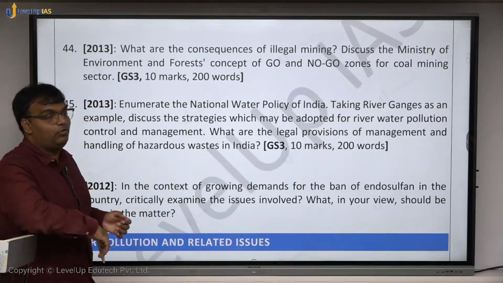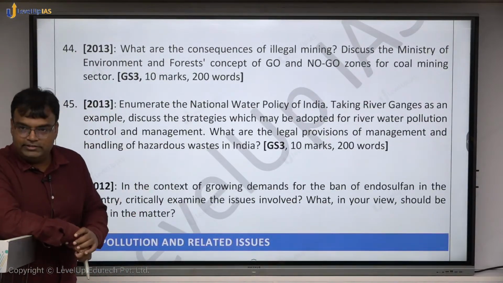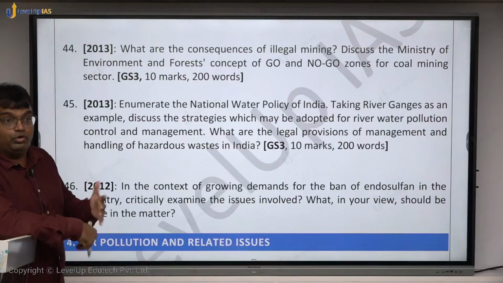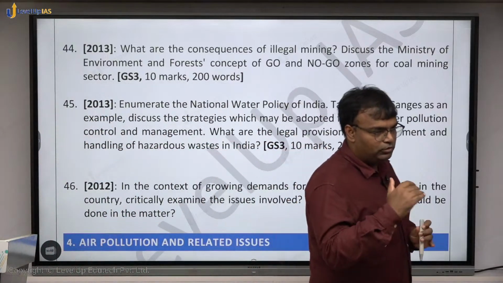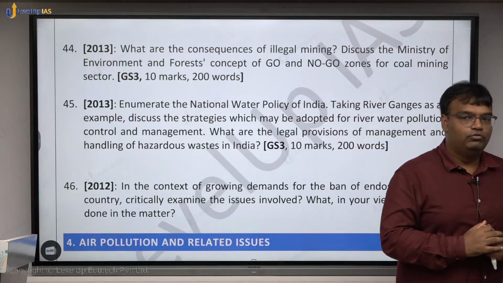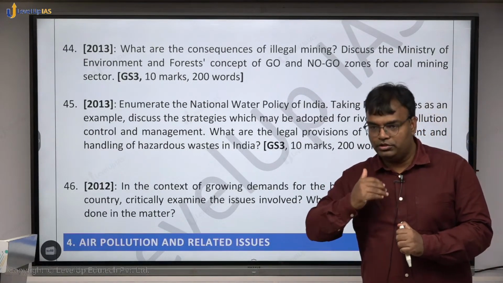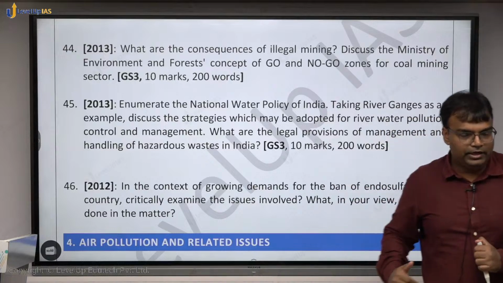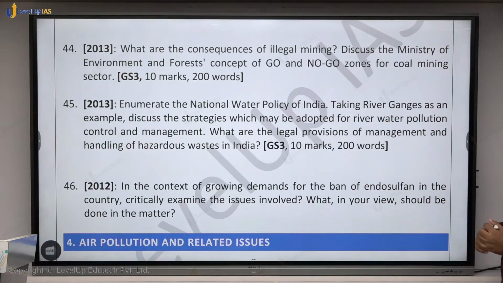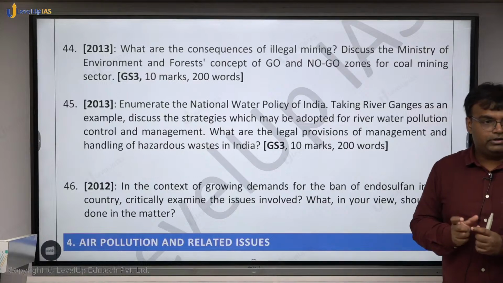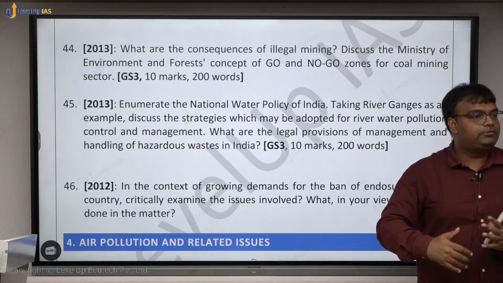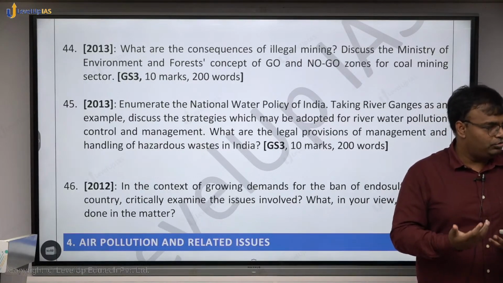Enumerate the national water policy of India. We will do this. When we come to water issues, we'll start with water policy. Then we'll go to water stress, water pollution, and within it river pollution, ocean pollution, all those things individually. So enumerate the national water policy of India, taking river Ganges as an example. Discuss the strategies which may be adopted for river water pollution control and management. Taking river Ganga as an example, explain what policies should be adopted to clean the river.